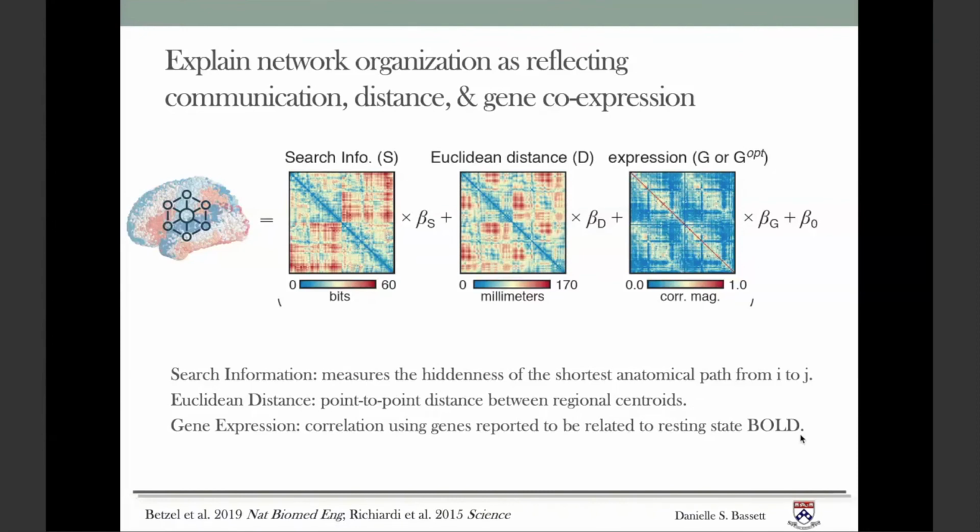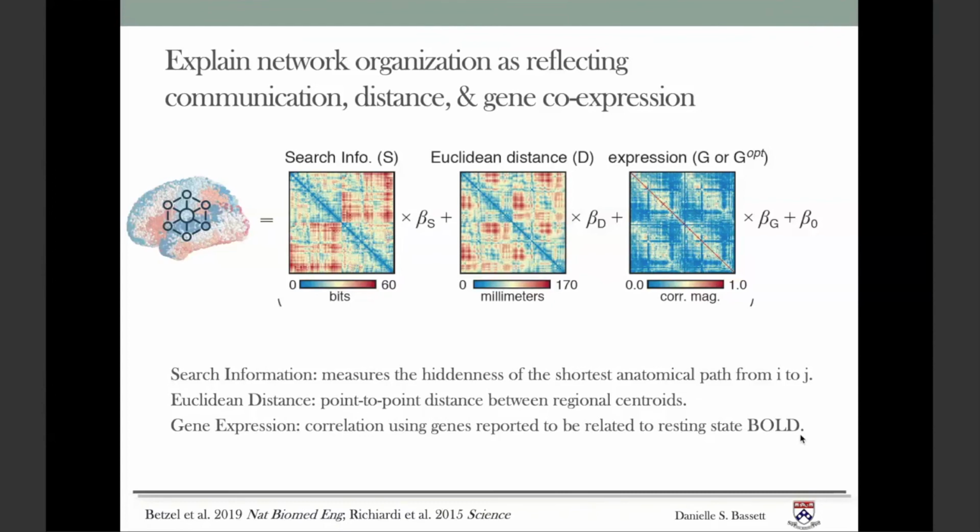And you might ask, why do we use search information? The reason is that there was this very beautiful paper from Joaquin Goni a couple of years ago in the Proceedings of the National Academy of Sciences that showed that the search information estimated from diffusion imaging data is one of the strongest predictors we have so far of resting state functional connectivity. So it is the best predictor from structure. So we're using that as our measurement of communication, the Euclidean distance, and then the last bit was the gene co-expression.